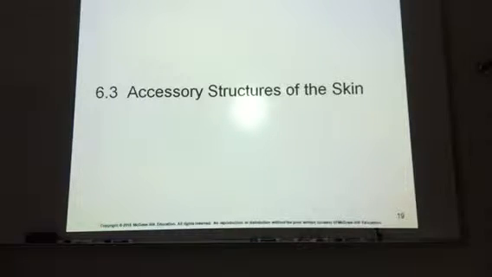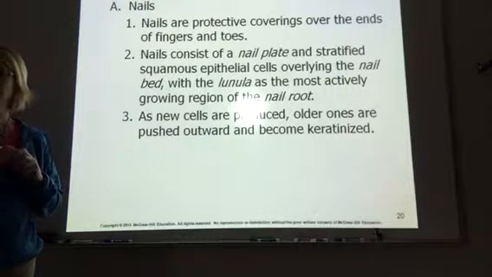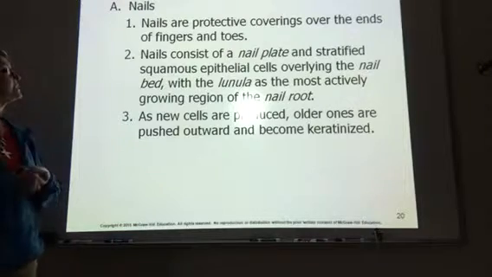Today we're going to look at the accessory structures of the skin. So nails and hair, probably being the two most common ones. I'll also give you, in one of the videos, a good study tool for your labeling test.